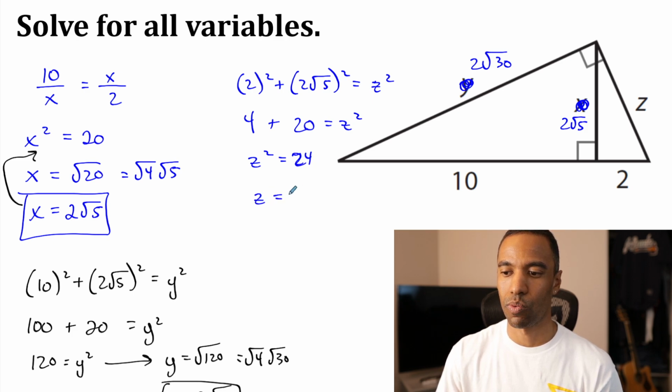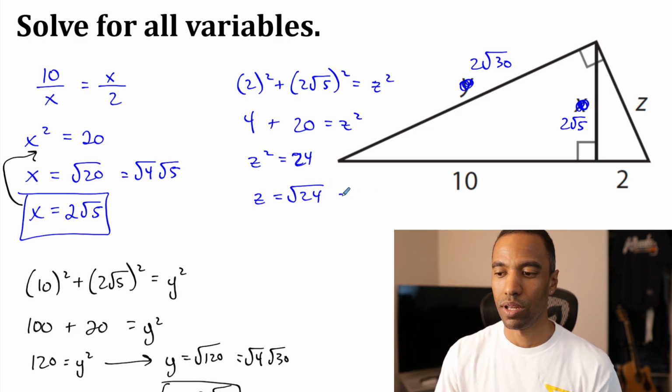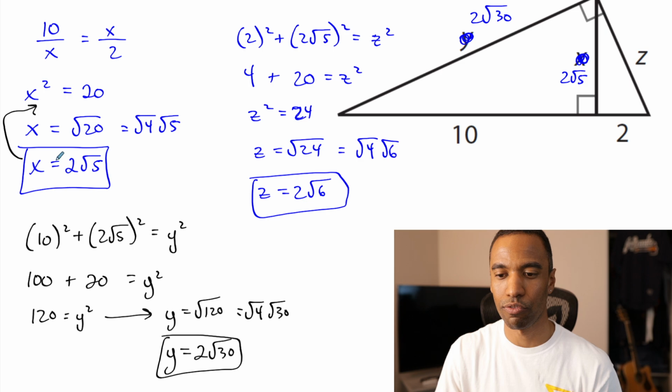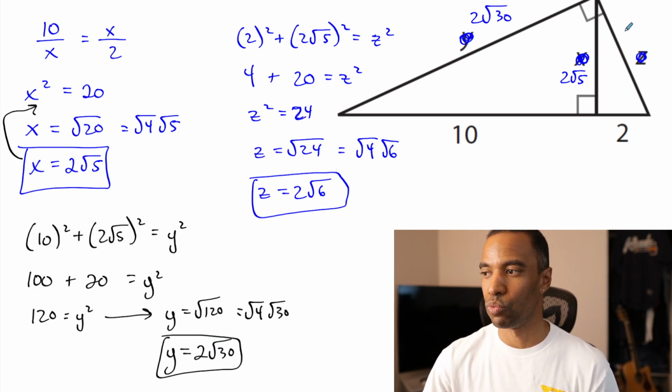And z is the square root of 24. Once again, root 4 can pull out of there, and you'll get 2 root 6. So we got x is 2 root 5, y is 2 root 30, and z is 2 root 6.